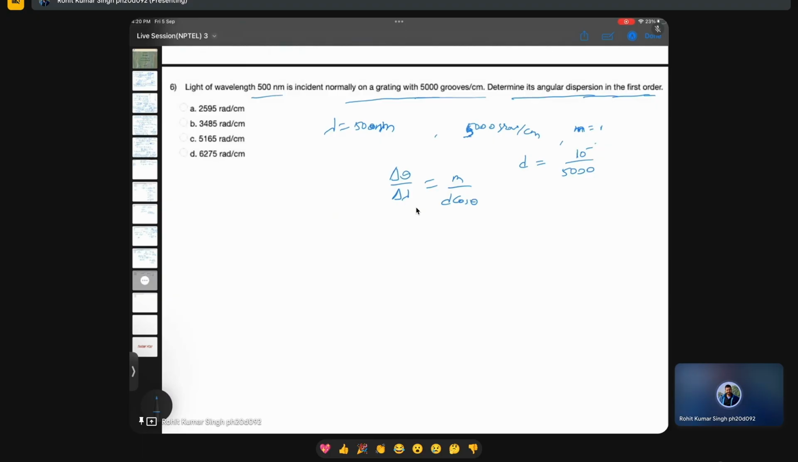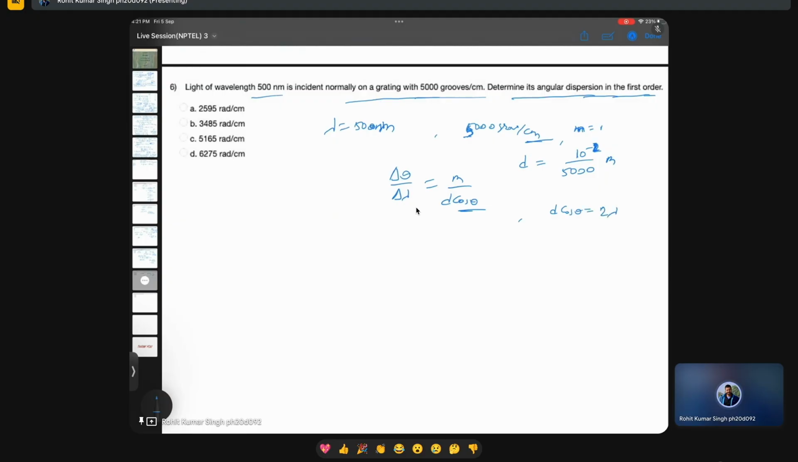Not 1 over 10 to the power minus 3, because it is 10 to the minus 2, because it is given in centimeter, we have to convert it into meters. So this will be the separation, the slit separation, right? And again cos theta we can determine using this grating equation.